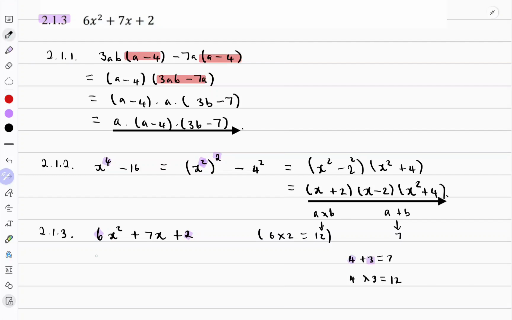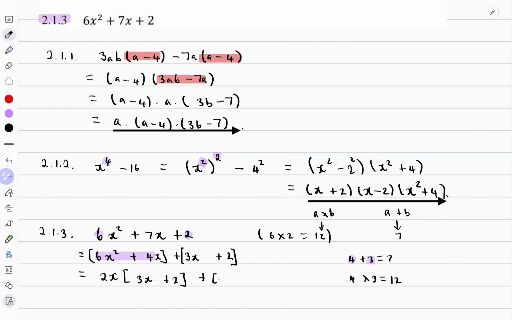So now you can split the middle term. You can say it's 6x squared plus 4x plus 3x plus 2. So now you can use factorization by means of grouping. So this here becomes a group, and that becomes a group. So in the first group, you can see 2x is common. So you can take out 2x, and you'll be left with 3x plus 2.